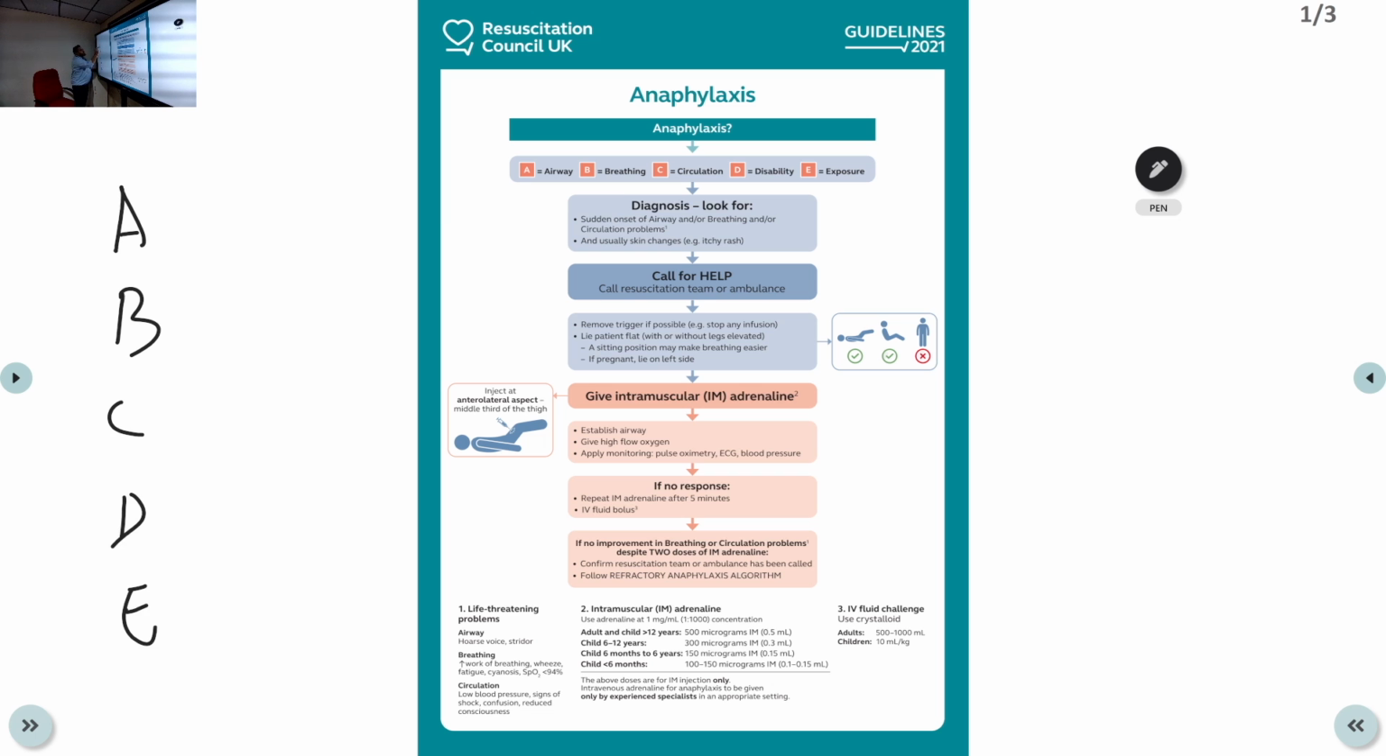So, A, what all problems can happen to the A? The airway can get obstructed due to laryngeal edema. The tongue can get swollen up suddenly and it can cause significant edema, and this patient can have obstruction of the airway and hypoxia and cardiac arrest. So, airway is very important.